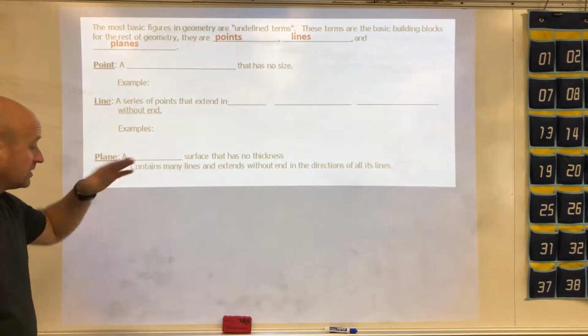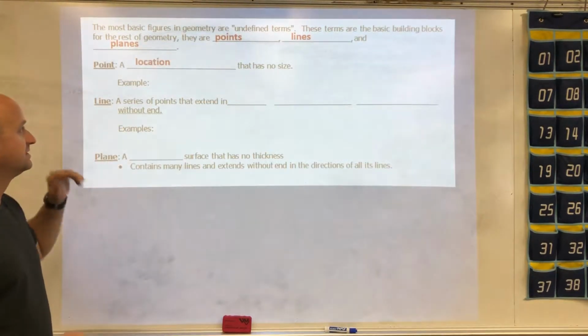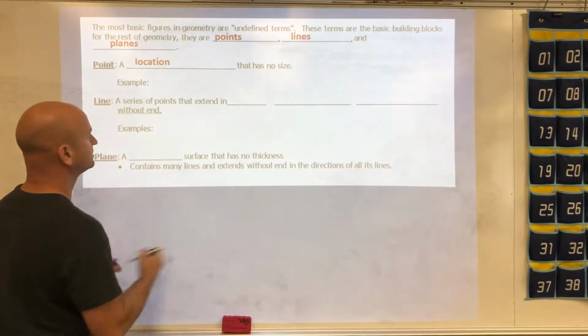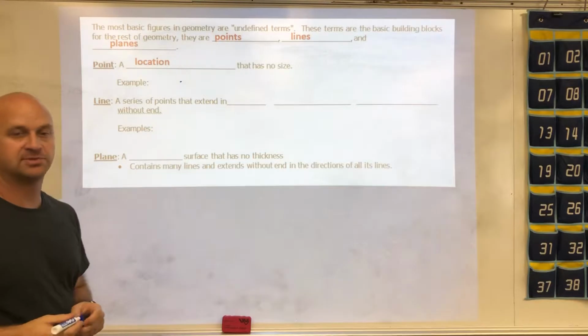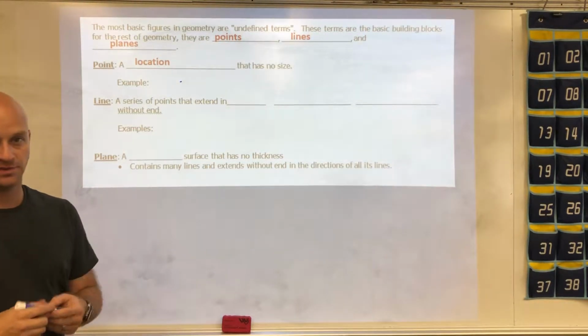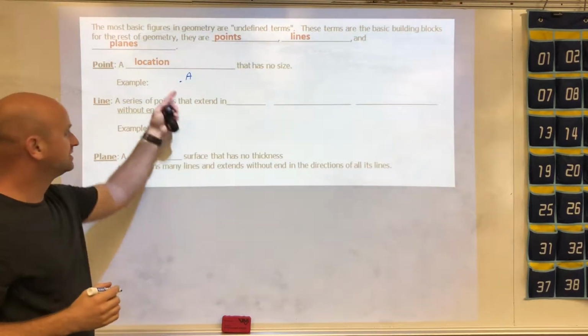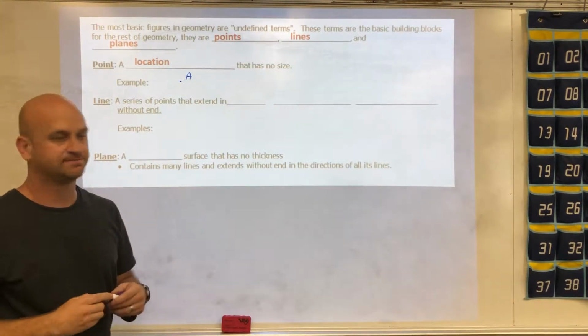Now, by definition of a point, it's a location that has no size. And so if we were to draw one of those, it would just be a dot on your paper or a dot on the board. That would be our picture of it. Now a label, we would give it just a capital letter. So this would identify that point as point A.